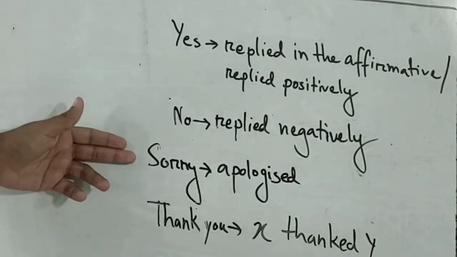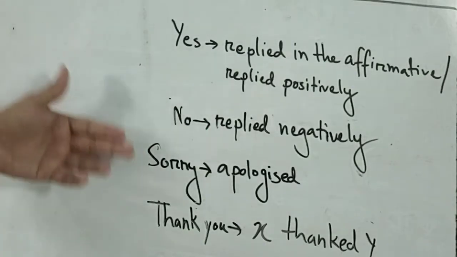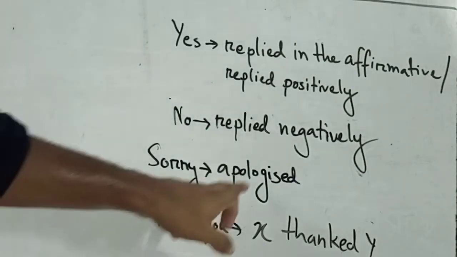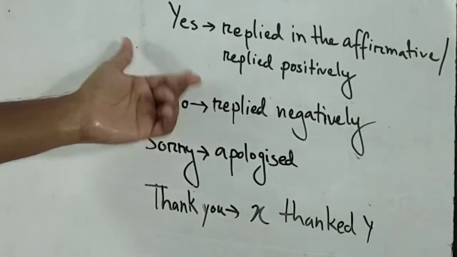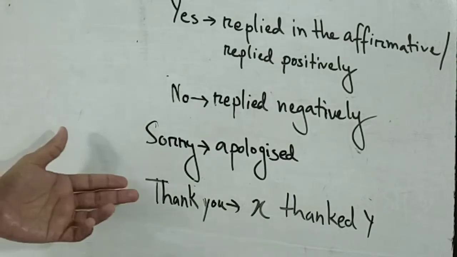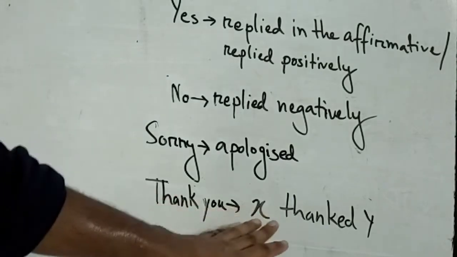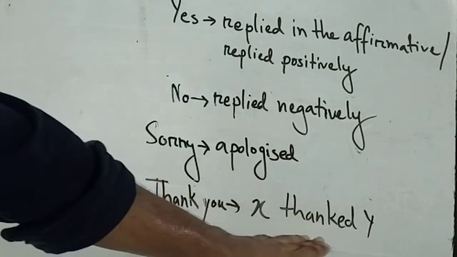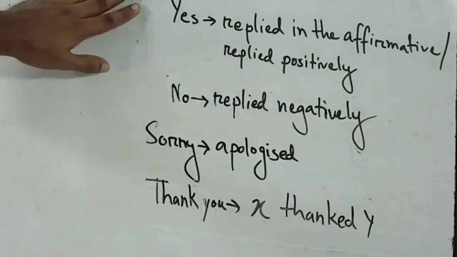So if you find somebody is apologizing by saying sorry, we rather say apologized, like X apologized to Y. Okay. And if you find somebody is thanking another person, we would say someone thanked the other person, like X thanked Y.